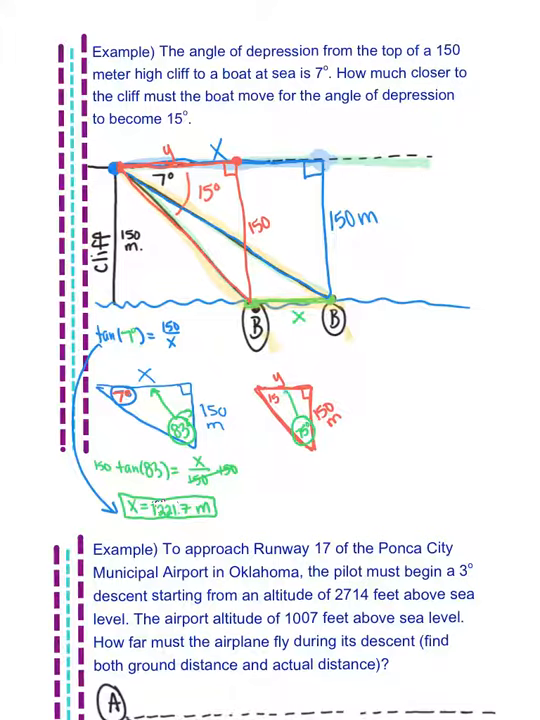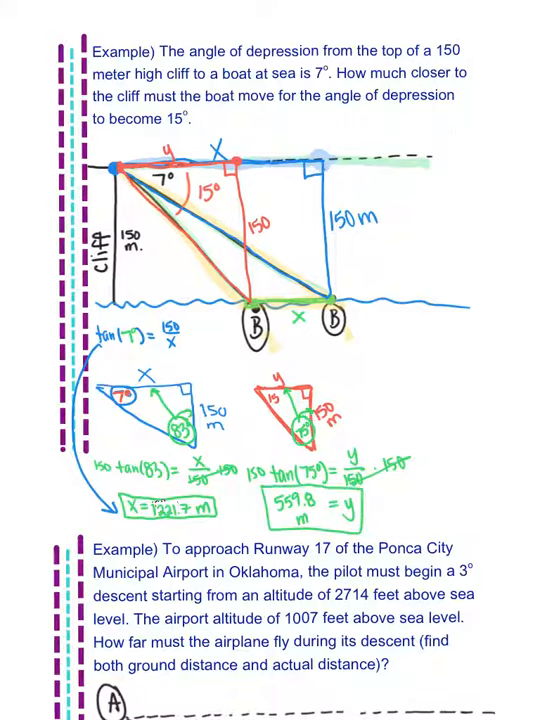So I have the opposite side and I have the adjacent side right here. So I'll have tangent of 75 degrees equals y over 150. You're multiplying by 150 on both sides. So I have 150 times tangent of 75. And I get 559.8 meters.